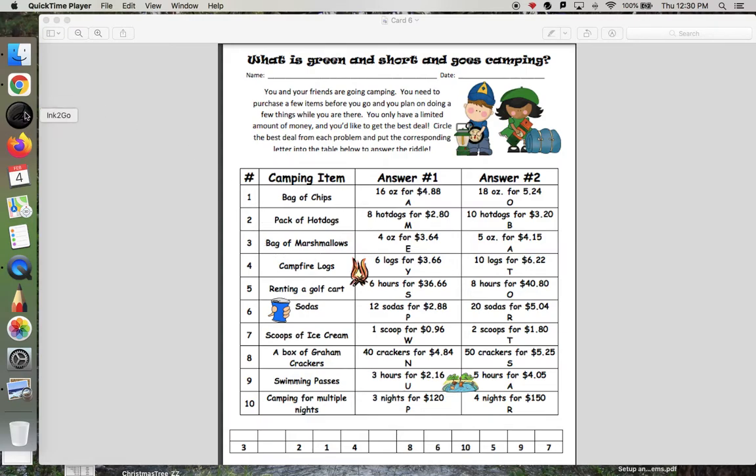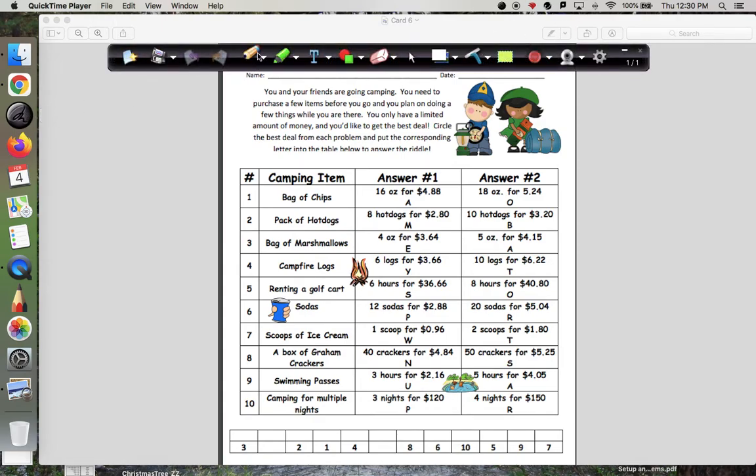In class, we did the first one, and so I'll put that on here. We compared 16 ounces for $4.88. What we did in class was put the money on the top. And the reason that you put the dollars on top is because you want to figure out how much for 1 ounce or one unit.